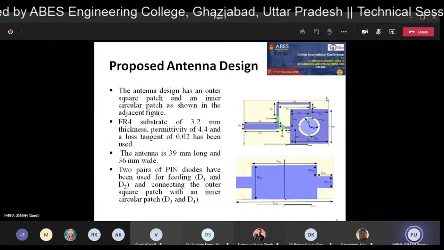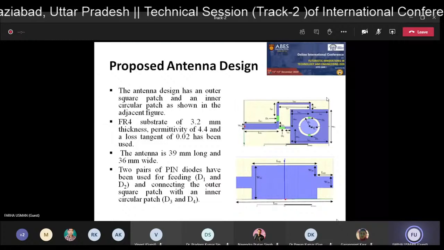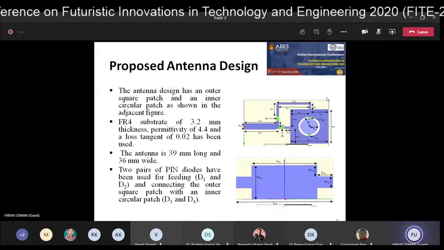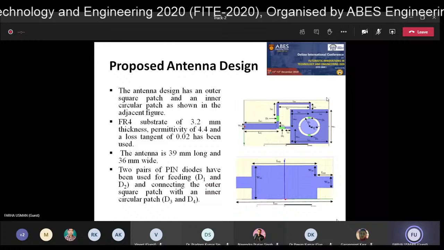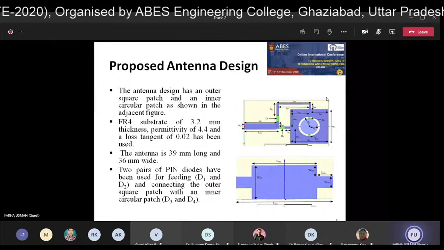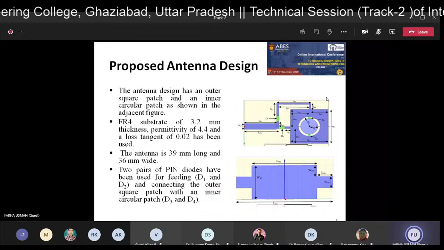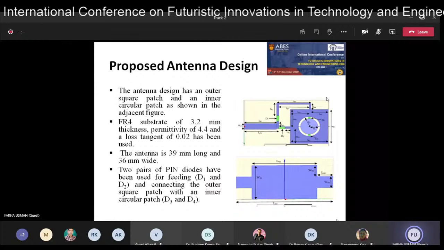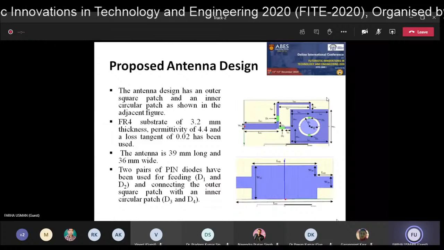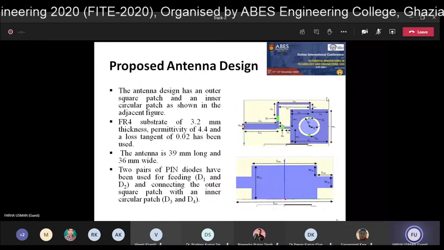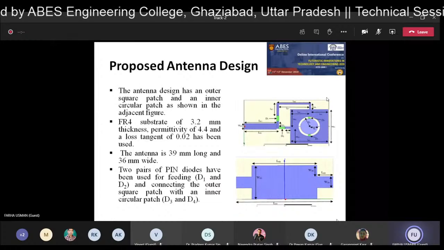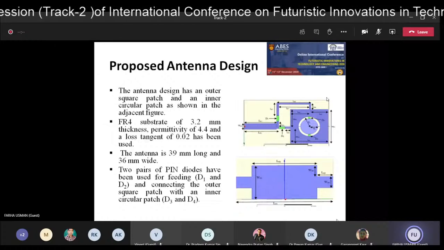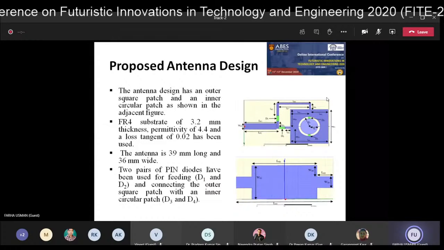The proposed design is on your screen. The antenna has an outer square patch and an inner circular patch as shown in the adjacent figure. The FR4 substrate has been used with a thickness of 3.2 millimeters and permittivity of 4.4. The loss tangent in this case is 0.02. The antenna is 39 millimeters long and 36 millimeters wide. 2 pairs of pin diodes have been used here.